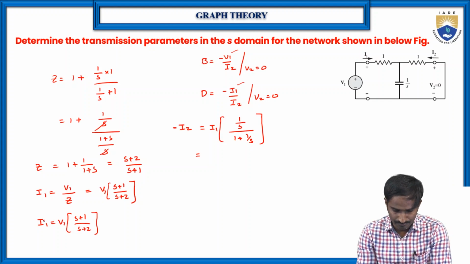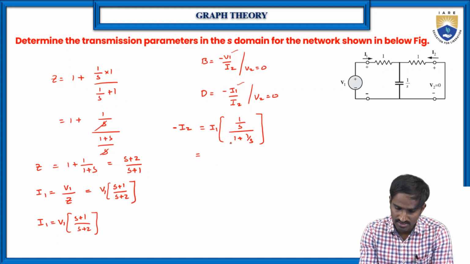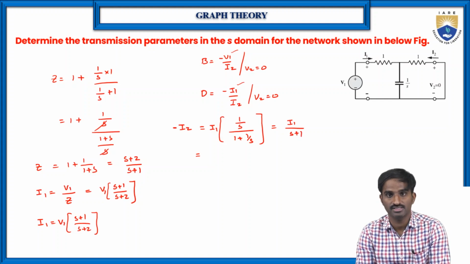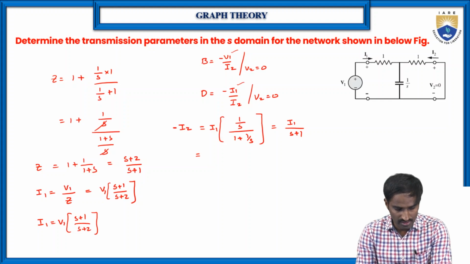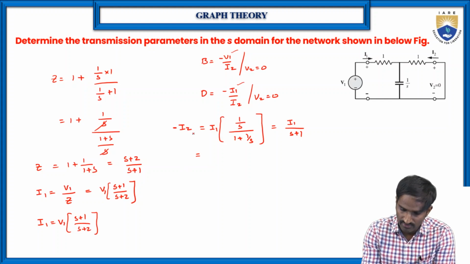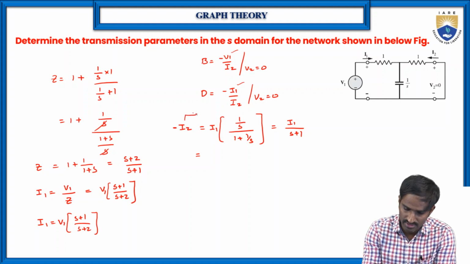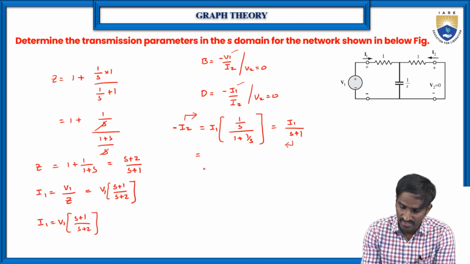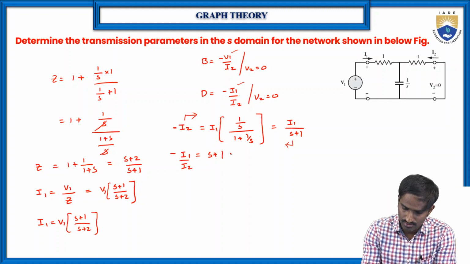Then for that, I1 into 1 by S by 1 plus 1 by S becomes I1 by S plus 1. This is equal to minus I2, right? As we know, I1 and I2 are both there, because I1 by I2 is there. So you send this to this side and this to this side, right? Then of course the minus is there. So minus I1 by I2 is equal to S plus 1, which is nothing but D.